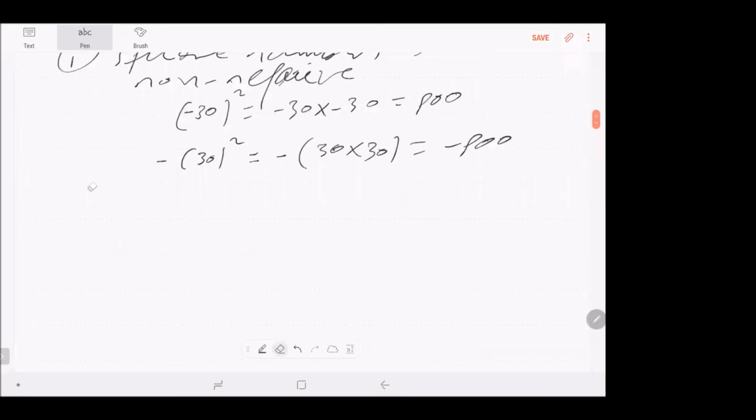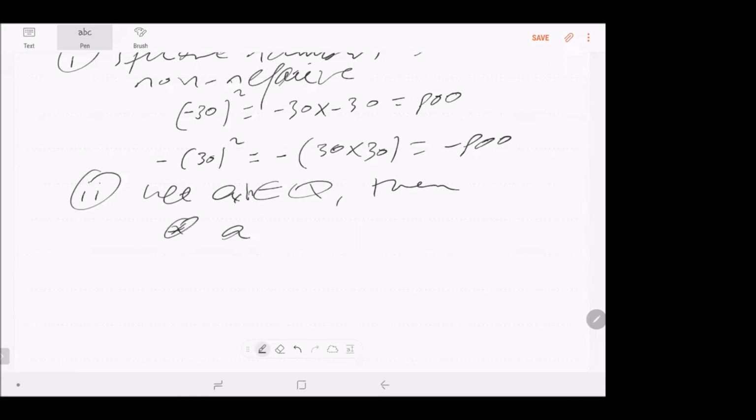Second property. Let us take two rational numbers A and B, any rational numbers. So (A times B) squared means A squared times B squared. This is another basic property.